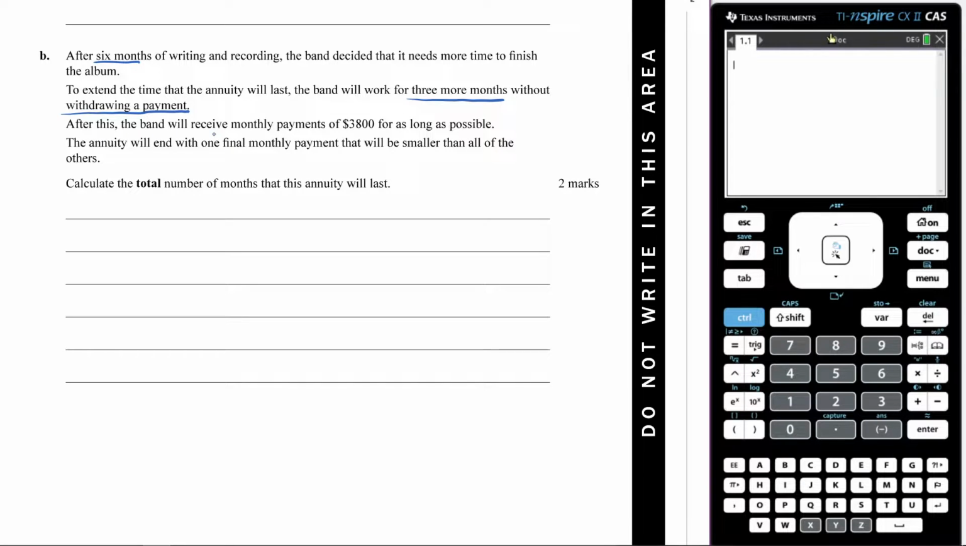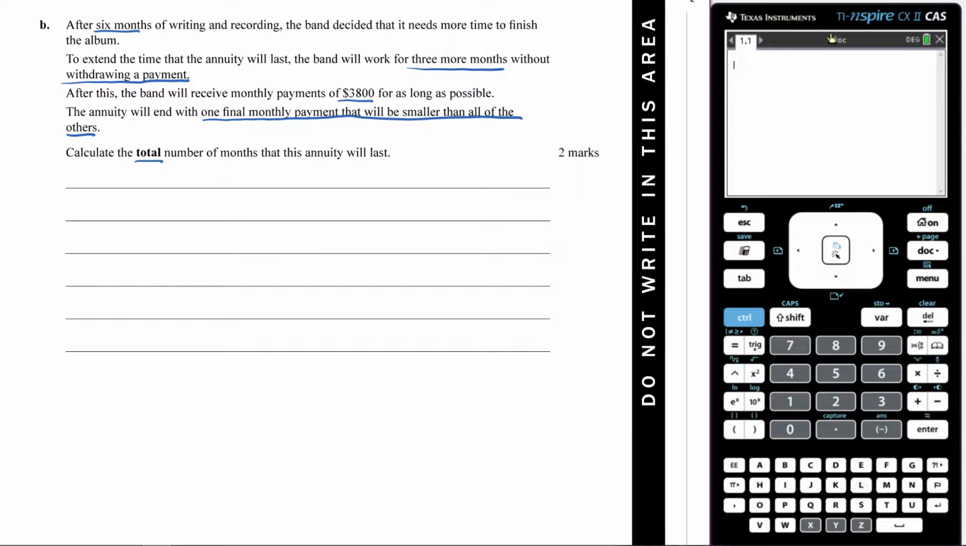After this, the band will receive a monthly payment of $3,800 for as long as possible. The annuity will end with one final payment that will be smaller than all of the others. Calculate the total number of months that the annuity will last. Whenever I get a question like this and I've got a lot of moving parts, what I'd like to do is just draw for myself a little bit of a diagram.